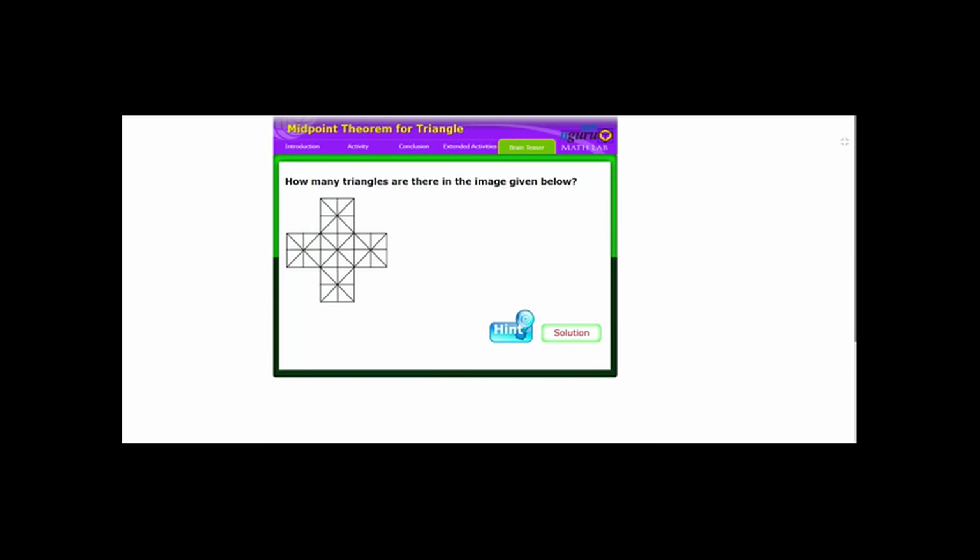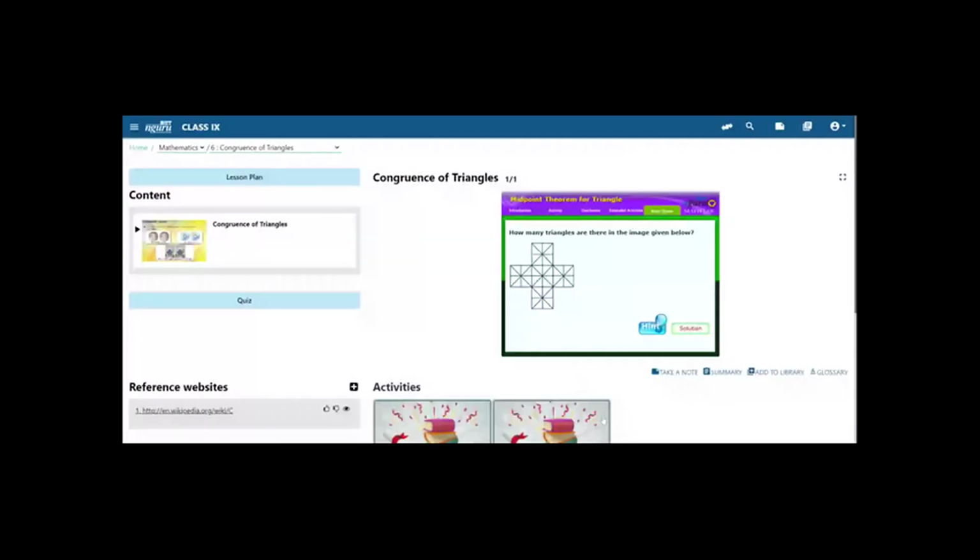Ma'am, 120. 120. Ma'am, 100. No, 100, ma'am. 120. Who said 120? Sujata, ma'am. Very good. So these are the activities here.